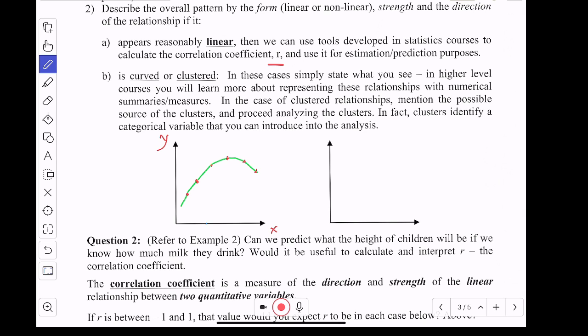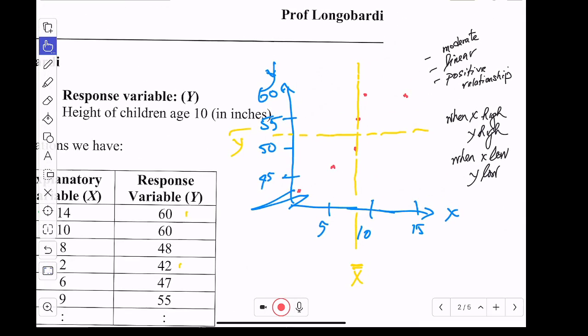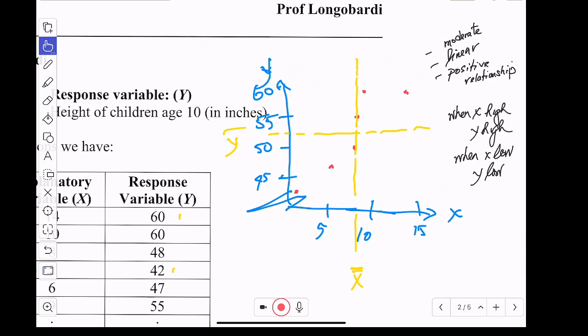Well, let's go back to this for a second. And then I'll go back to that one. So here, this was the example of height versus cups of milk. Now, let's say I wanted to know something about what if a child drinks 16 or 18 cups of milk?